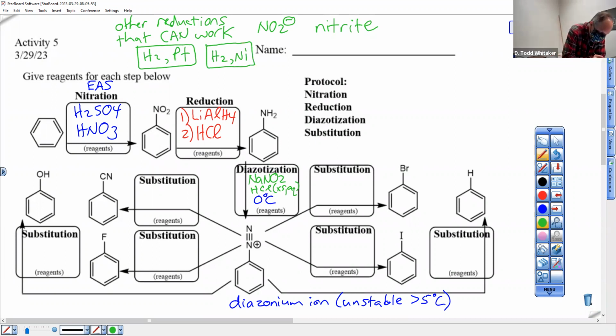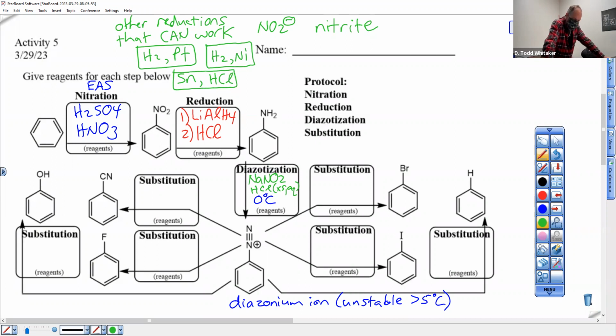There's tin, comma, HCl. There you go. So 4 reductions there. Notice sodium borohydride is not on the list. Doesn't work. Doesn't work. So other reductions that can work. Then you do a diazotization.